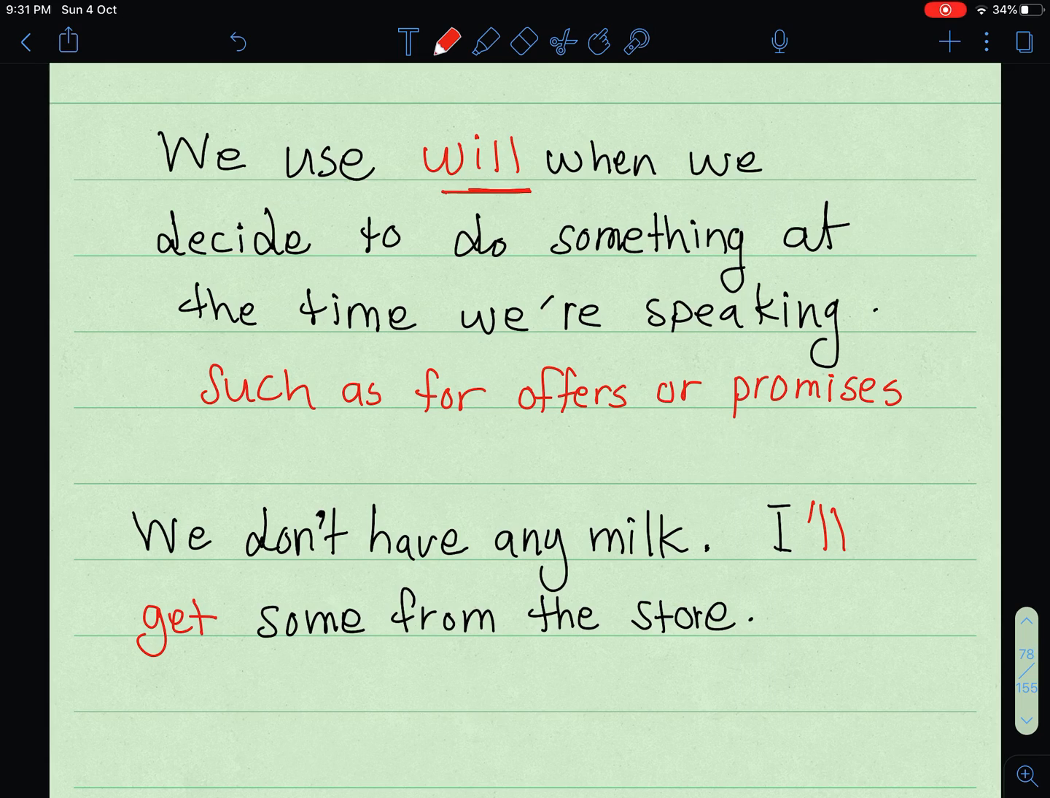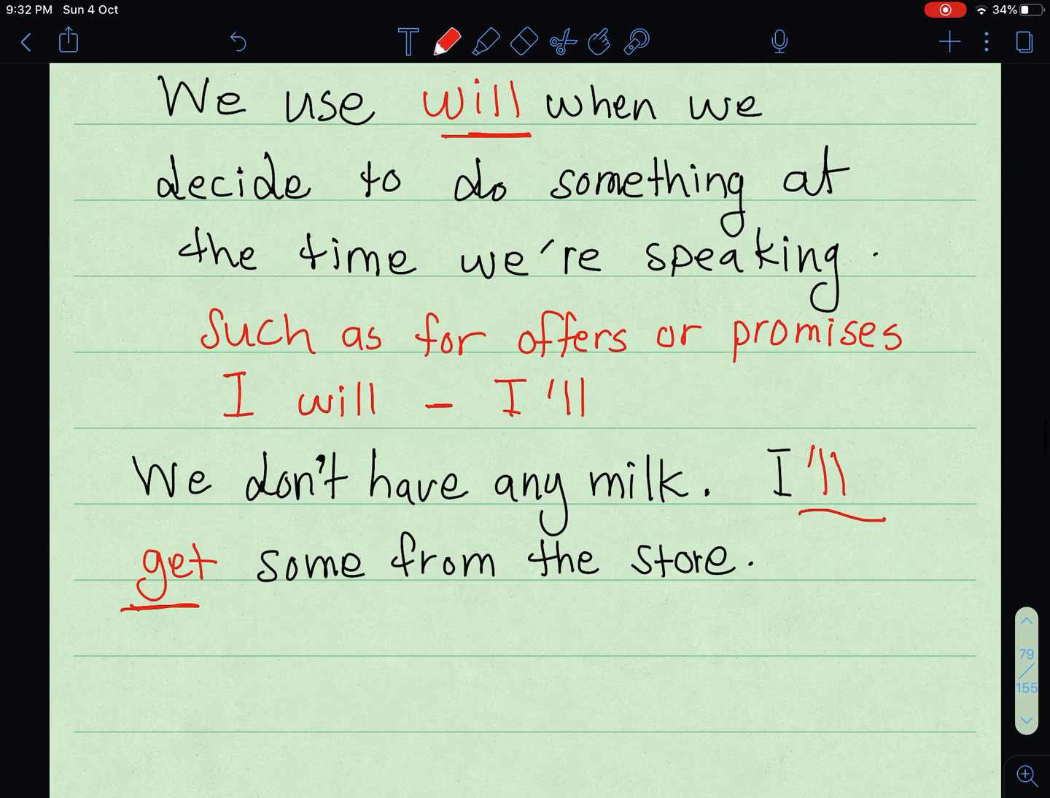For example, we do not have milk. I'll get some from the store. So this is something decided at the moment of speaking, and mainly when you offer to do something or you promise something. For example, I will take you to the restaurant tomorrow. I promise. Notice that it's will, and the short form is I'll. So I will, I'll, shall, etc.